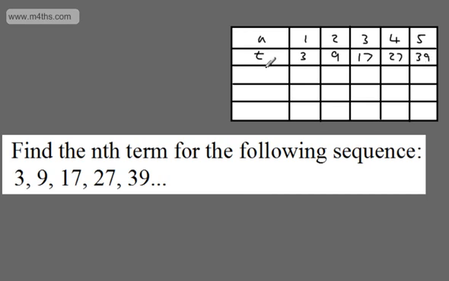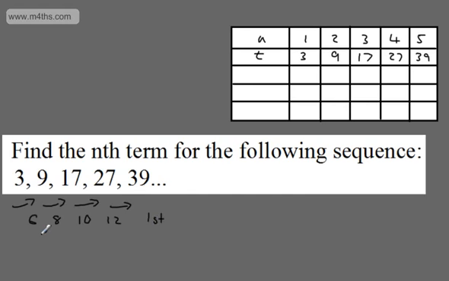So if we now consider the first difference, we can see that this first difference is not the same. Therefore, it's certainly not linear. So it's going up by 6, it's going up by 8, it's going up by 10, it's going up by 12. That is the first difference. So we know that it's not linear.